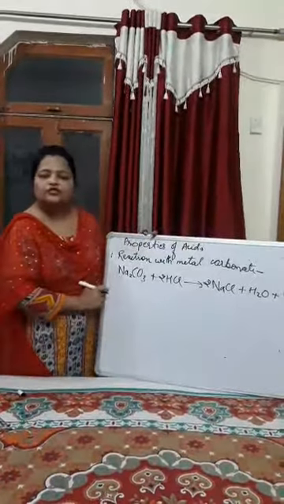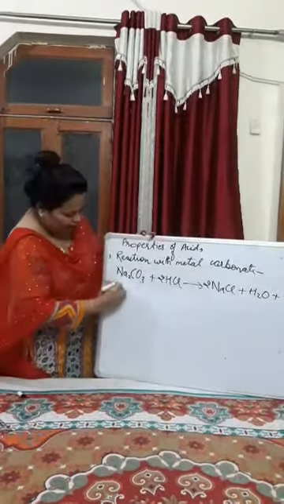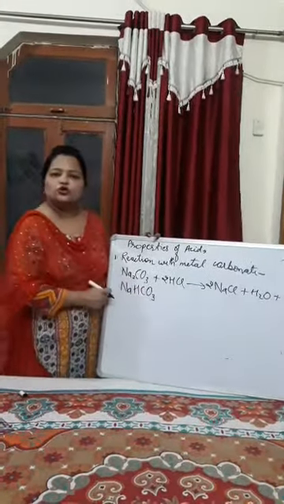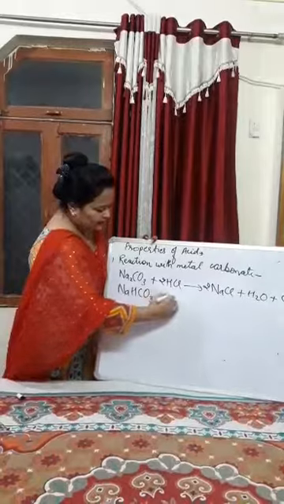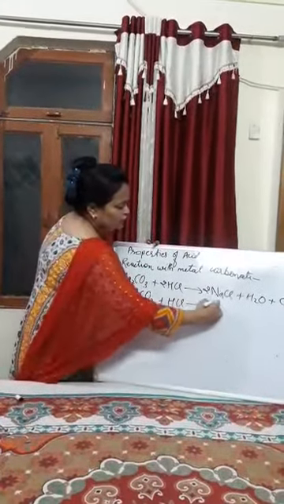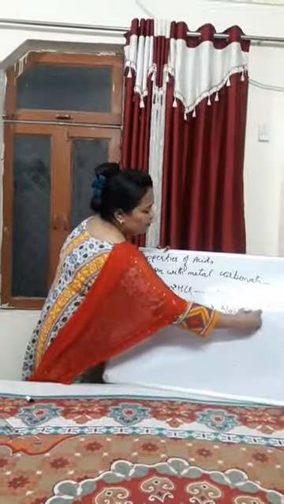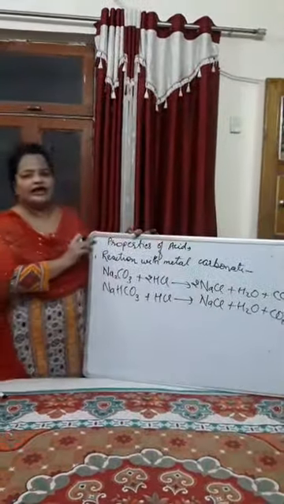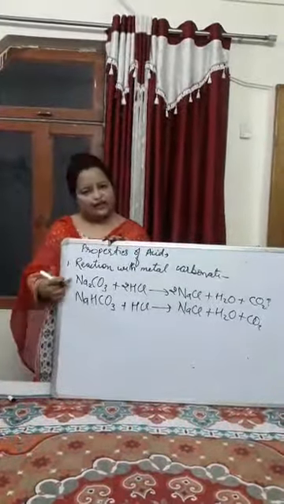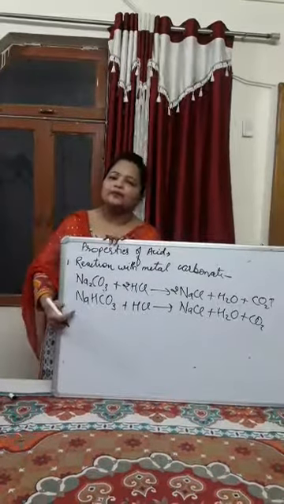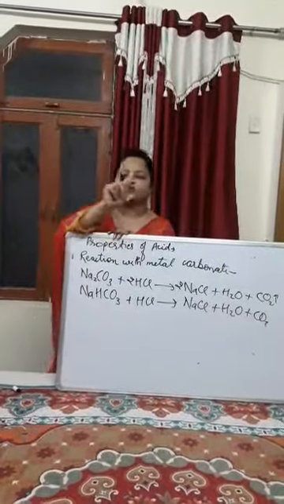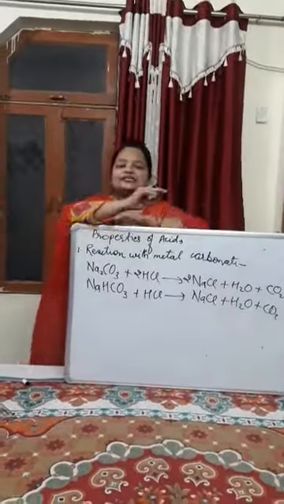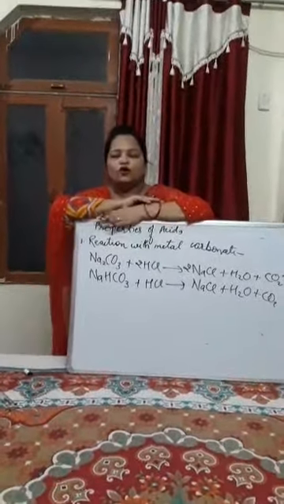अगर metal carbonate की जगह हम metal bicarbonate या hydrogen carbonate लेते हैं, such as sodium bicarbonate, which is also known as baking soda, then this also reacts with acid to form the same products, that is sodium chloride plus water, and releases carbon dioxide. That means whenever metal carbonate or metal hydrogen carbonate reacts with acid, it forms salt, water and carbon dioxide. So these are some chemical properties of acid.